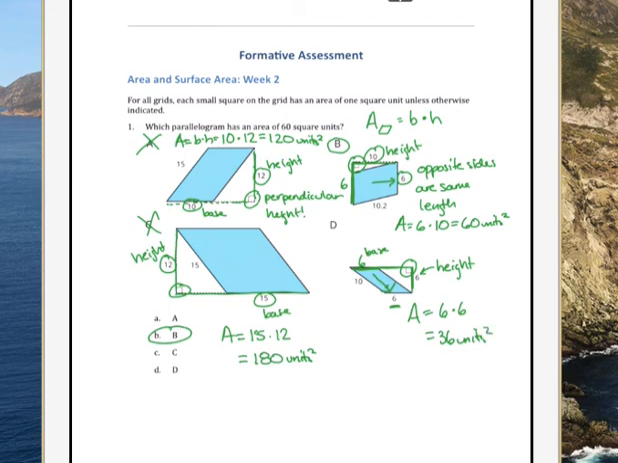So that one does not work. So B is the correct answer there. Okay, I hope that helped with this problem.